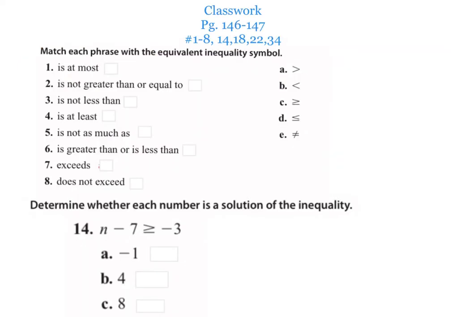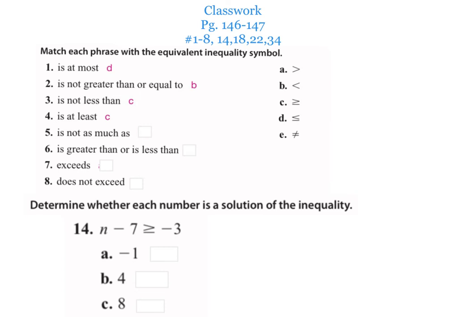So "is at most," you should have gotten that it was D, less than or equal to. It is not greater than or equal to, so that means it must be less than. "Is not less than" could be greater than or equal to. "Is at least" is going to be C, greater than or equal to.